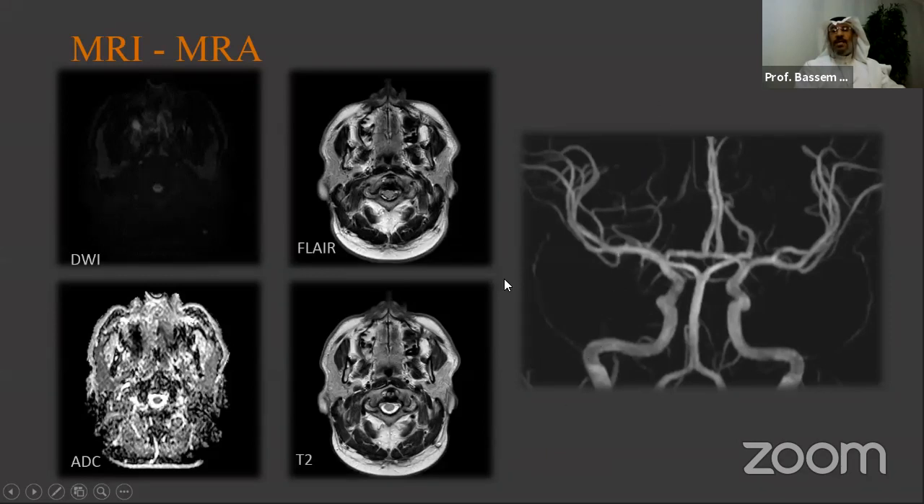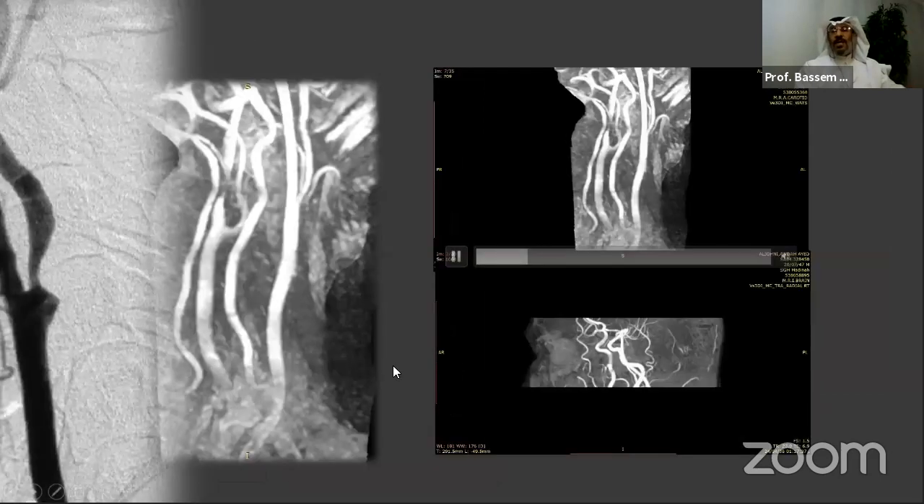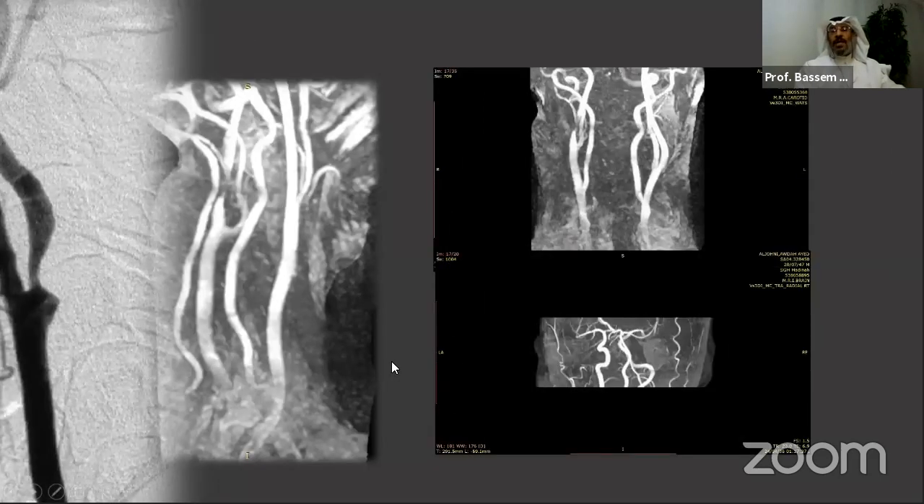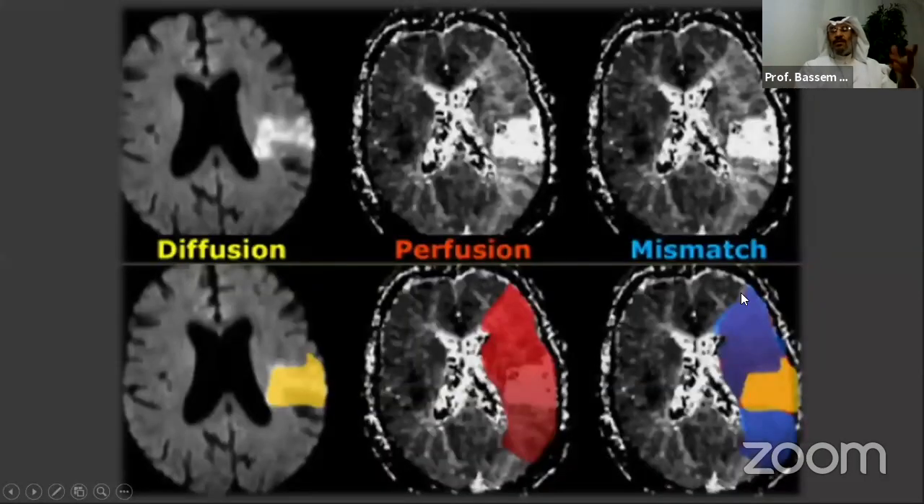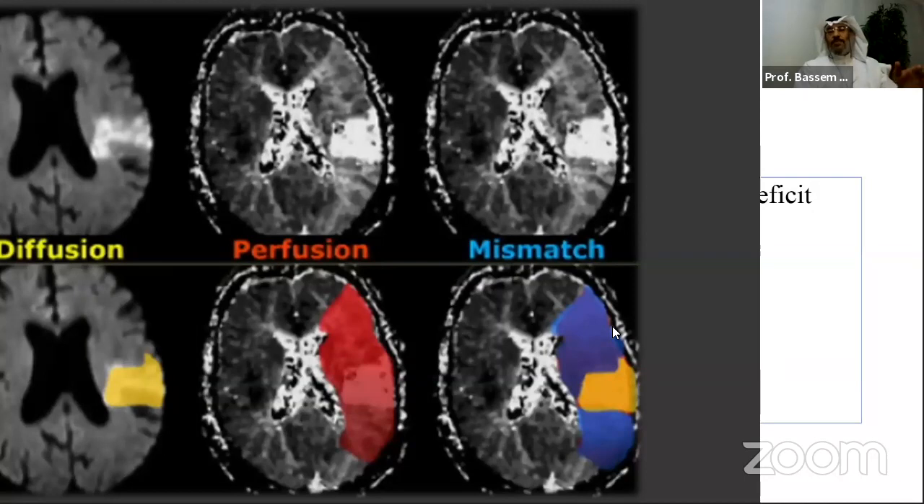At the same time, we look for the MRA, which can be done as a non-gadolinium enhanced study, and then you look for the diffusion, the perfusion, again the mismatch, and you decide whether there is still a significant penumbra to be saved.